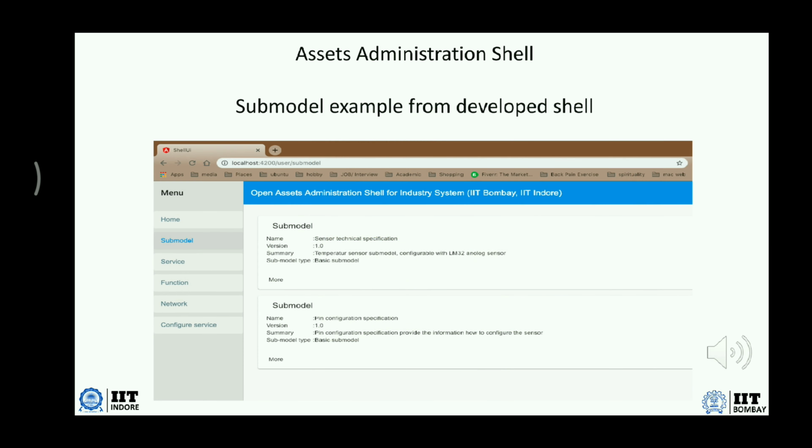Submodel. Submodel is a collection of properties of a particular asset's characteristics, like physical dimension, and operation information which can be performed by the asset, like calibration accuracy. This is the example of submodel from our running demo. This submodel list belongs to temperature sensor LM35.